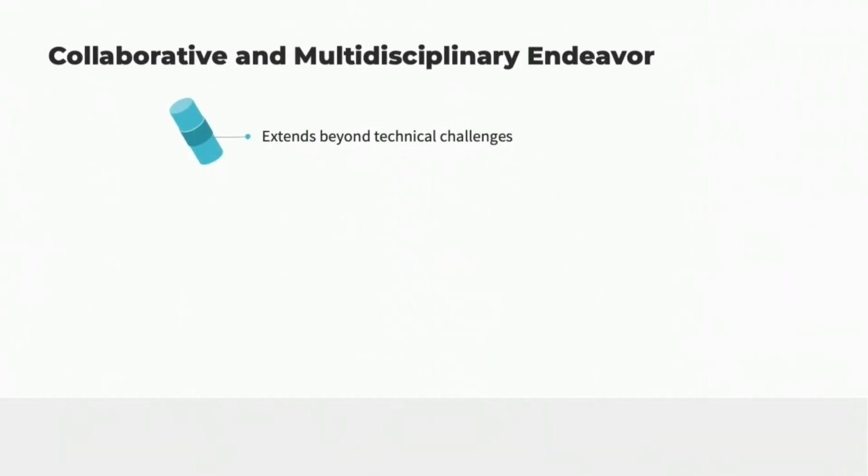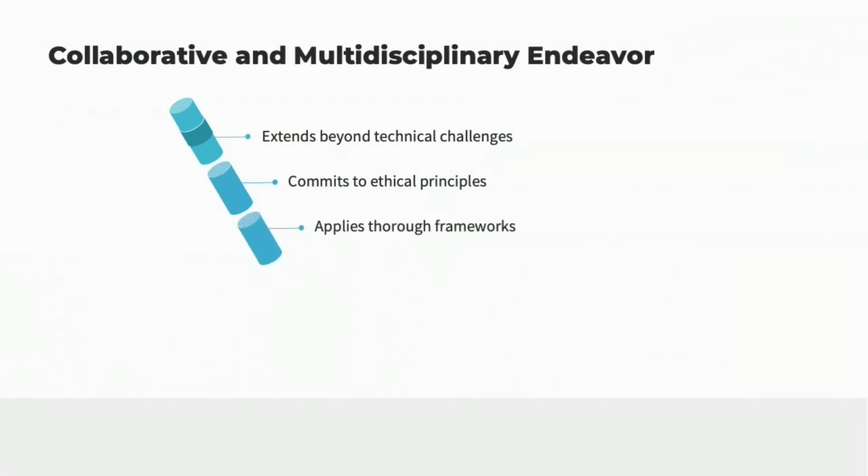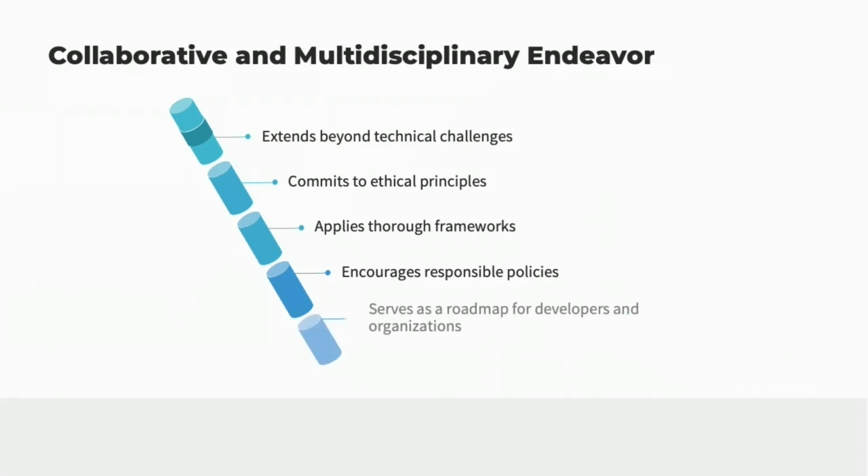Overall, the ethical development of AI is a collaborative, multidisciplinary endeavor that extends beyond technical challenges. By committing to ethical principles, applying thorough frameworks, and encouraging responsible policies, organizations can forge a path towards equitable AI systems. A comprehensive strategy for integrating ethical standards into AI development is not just a roadmap for developers and organizations, but a societal blueprint for responsible technology advancement.